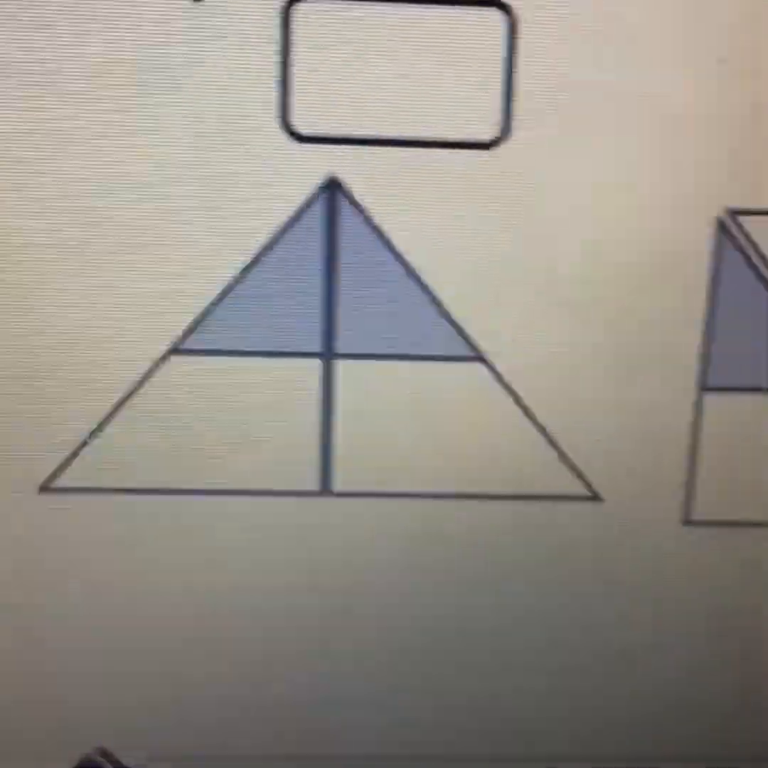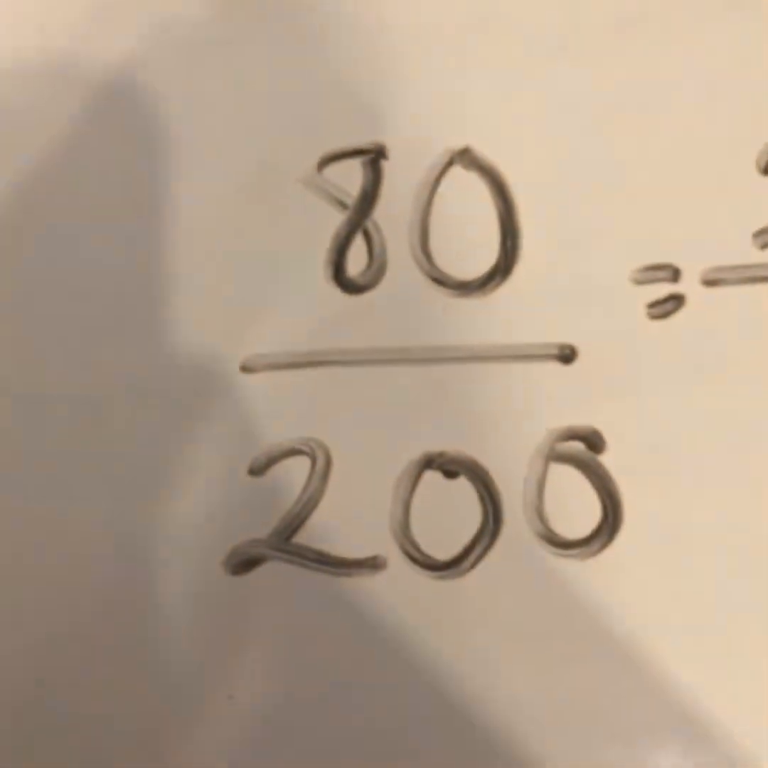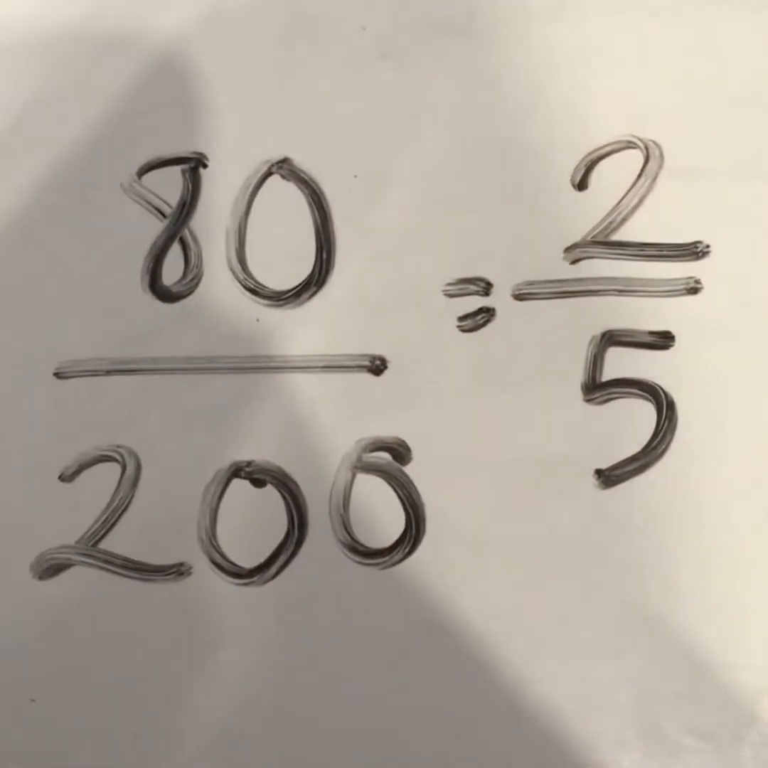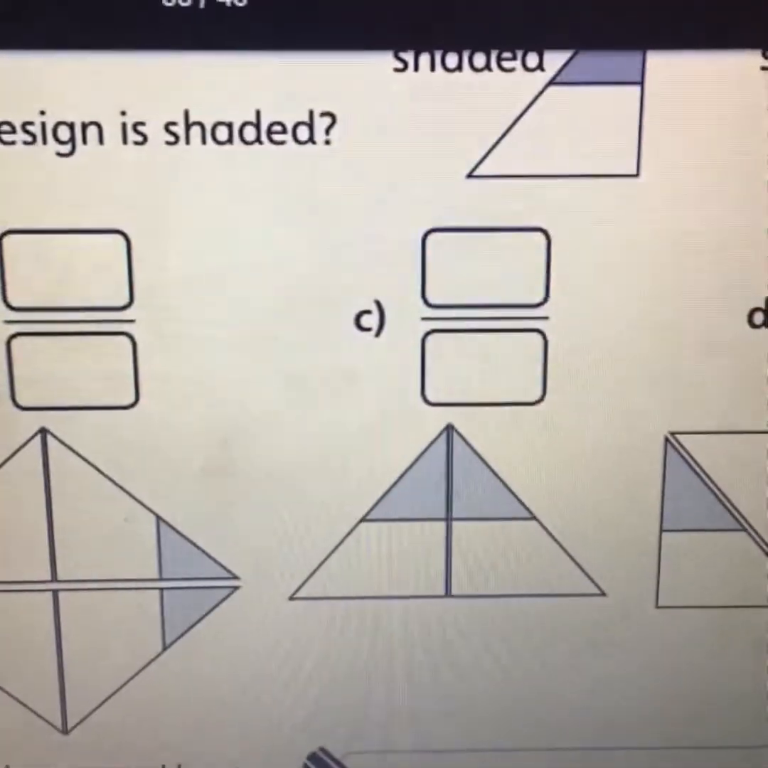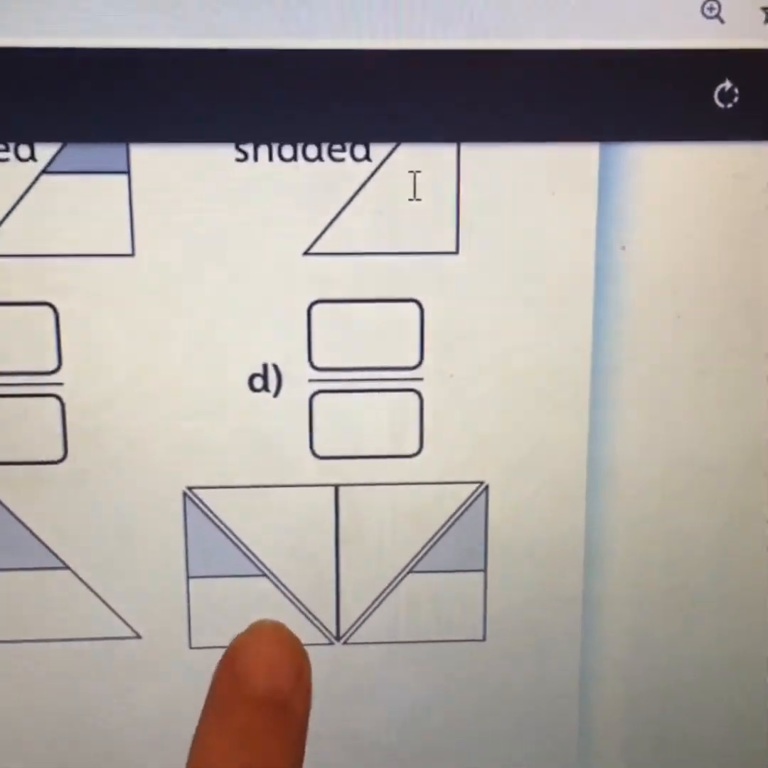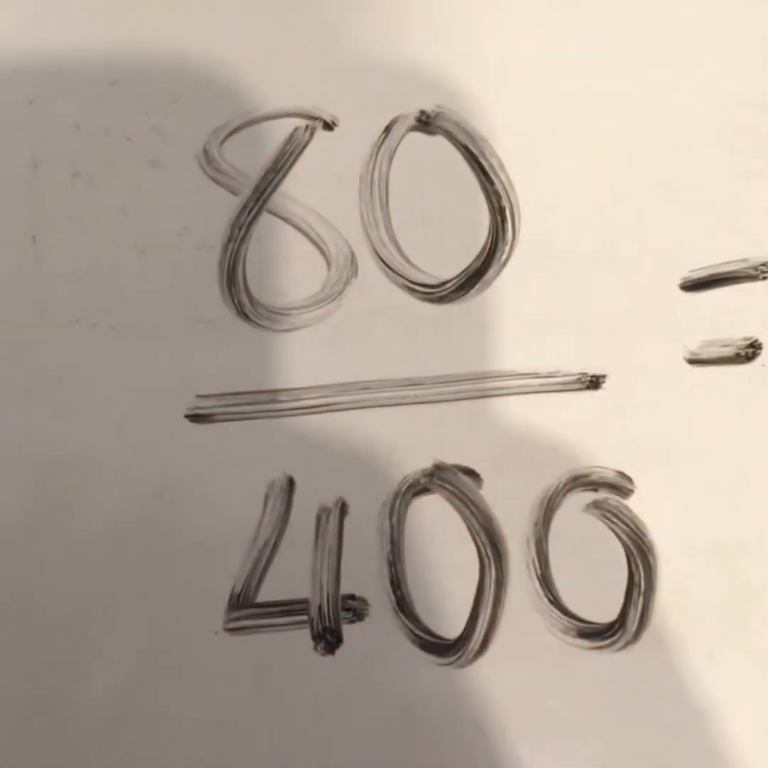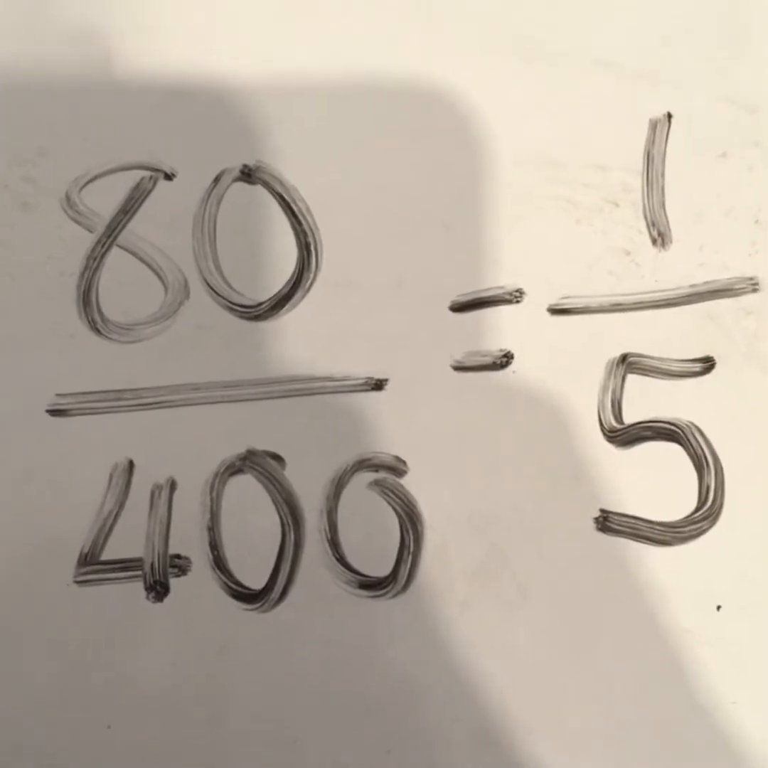For C, you've got 40 out of 100, 40 out of 100. So you've got 80 out of 200. Simplify it by dividing by 40 and you end up with 2/5 again. This one is actually the same as A. It's just in a different pattern, but it's the same shapes. For D, we've got 40% and we've got 40%, so we've got 80%, but out of 100, 200, 300, 400, so we've got 80 out of 400, and if we simplified that by dividing by 80, the simplest fraction would be 1/5.